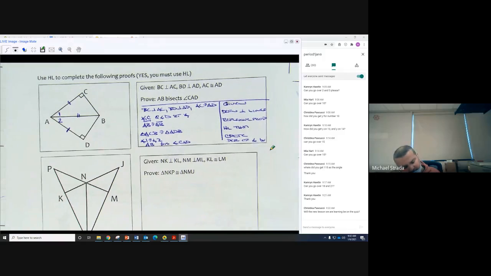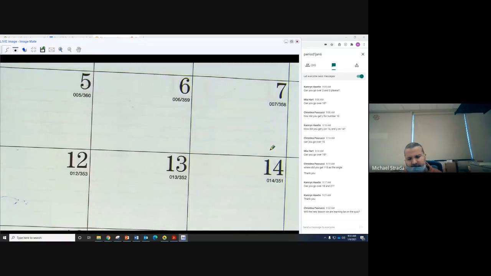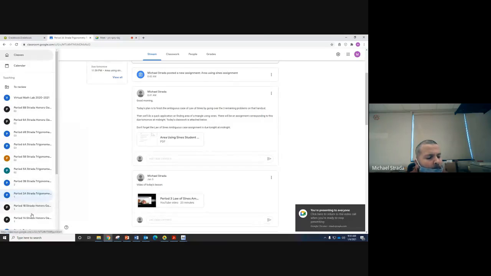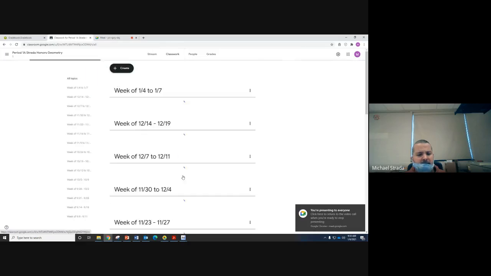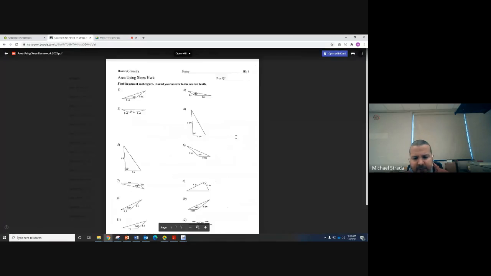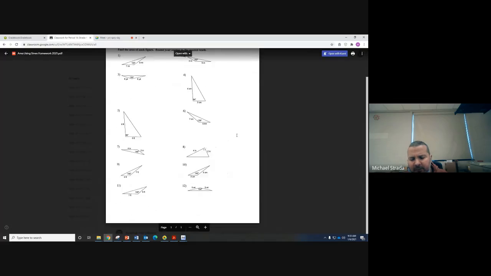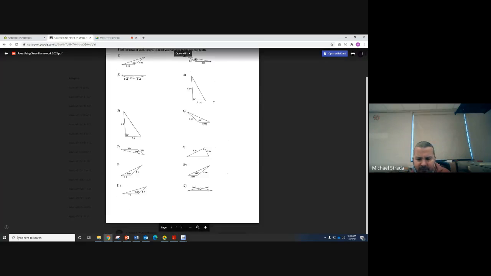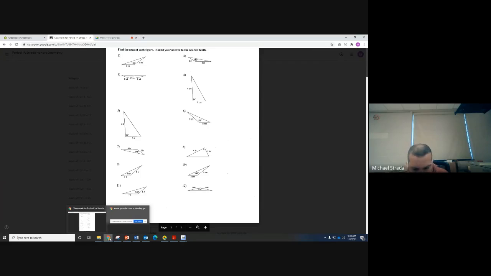Tomorrow in class, we will go through the remaining 5 proofs to give you an idea with that. Don't forget this evening, one classwork. All right, your only homework this evening is the area using sines assignment. Shouldn't take you long at all. It's 12 problems. All right, you just have to show 1/2 AB and then the sine of C and then your answer. We'll go through those quickly tomorrow. All right, and then like I said, we will finish the proofs.